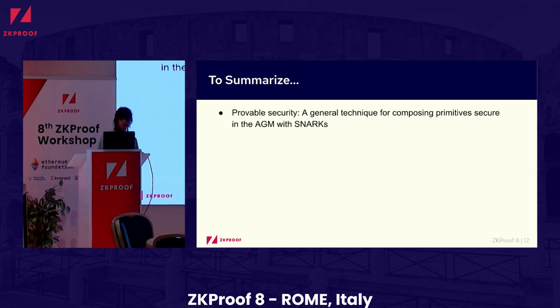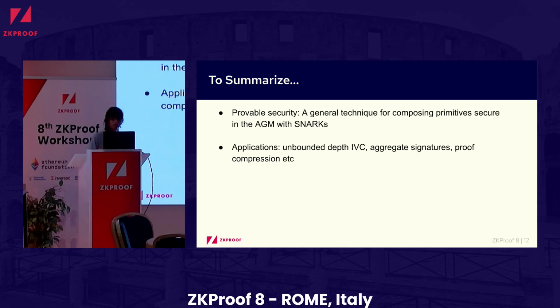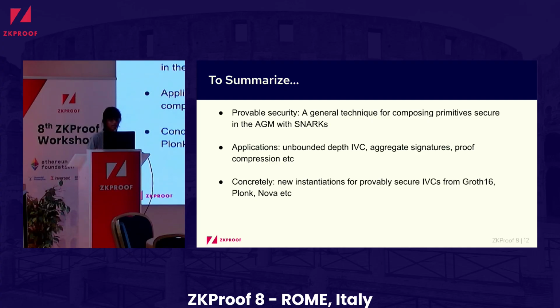So to summarize, I showed a very simple technique to prove security of composable primitives that are formed by composing AGM secure primitives with SNARKs. And this has applications to unbounded depth IVCs and other primitives like aggregate signatures. And concretely, this gives us new instantiations for provably secure IVCs from proof systems like Groth16 and folding schemes like Nova.